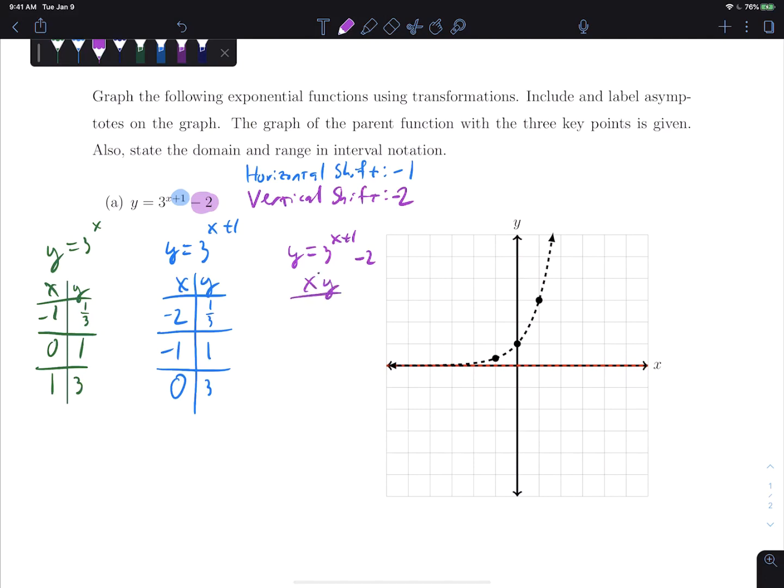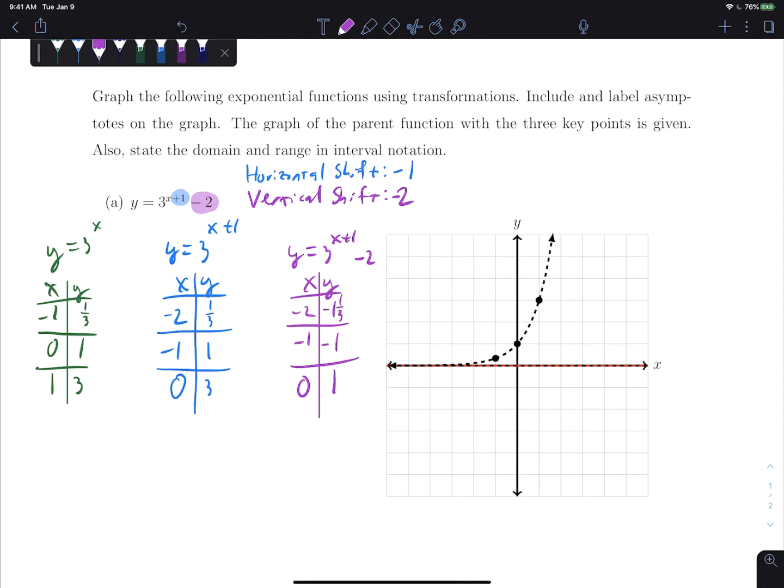That means that the x's from the previous one will stay the same: -2, -1, and 0. The y's will change by subtracting 2 from all the y values. So 1/3 minus 2 is -1 2/3. 1 minus 2 is -1. 3 minus 2 is 1.